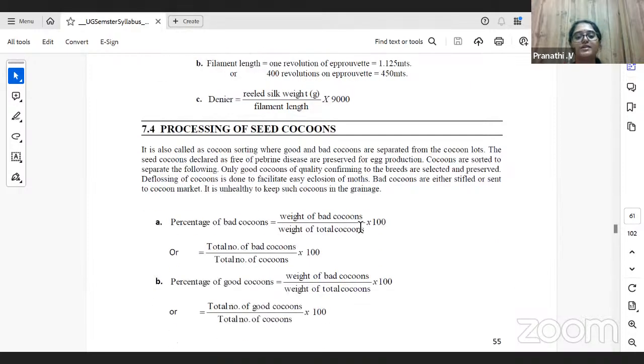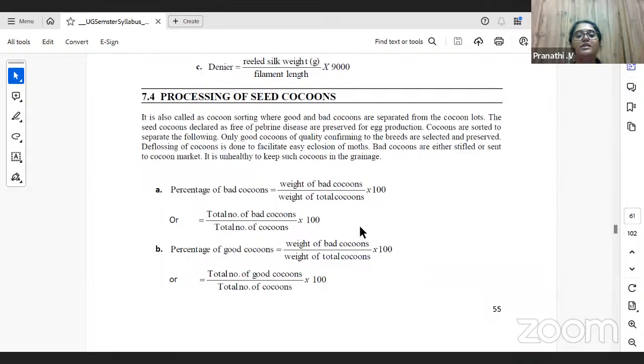How are you going to process the seed cocoons? Now, this is known as cocoon sorting. What are you going to do here in the processing of seed cocoons? Sort the good and the bad cocoons. They are all separated from the cocoon lots.